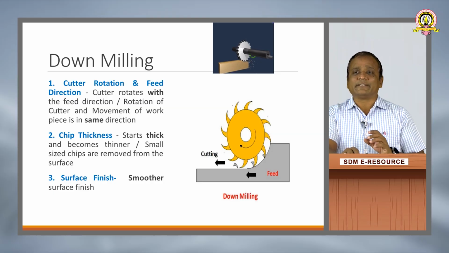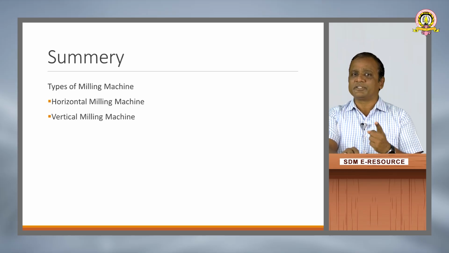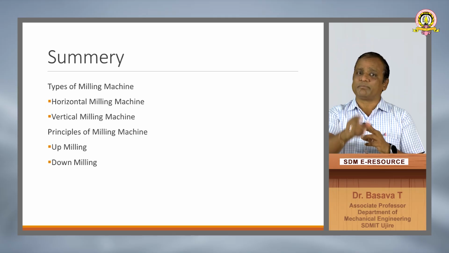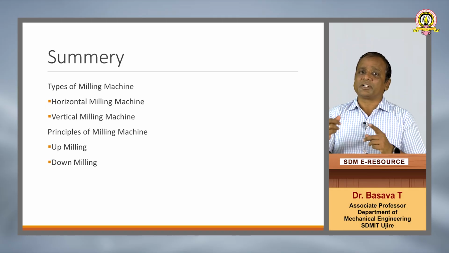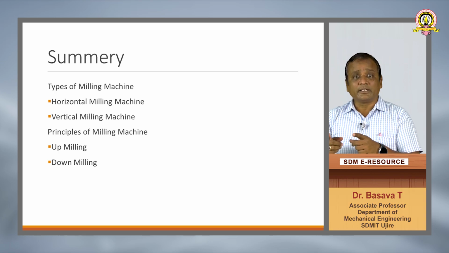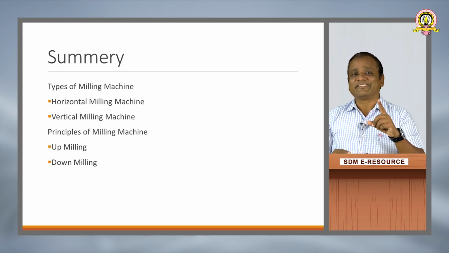All around, the summary is all about the types of milling machine: two types, horizontal milling machine and vertical milling machine. On the principles of milling machine, up milling and down milling, let me make the point that in up milling, the rotation of a cutter and the movement of a workpiece are in opposite directions, and in down milling, the rotation of a cutter and the movement of a table are in the same direction.